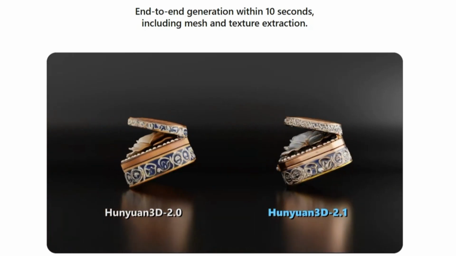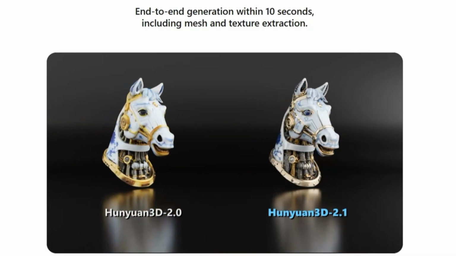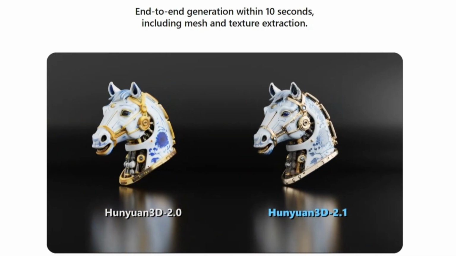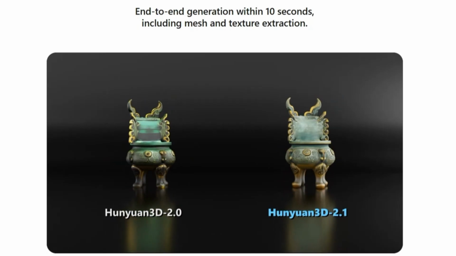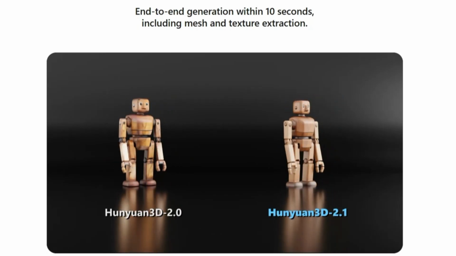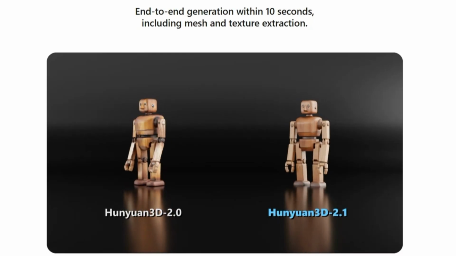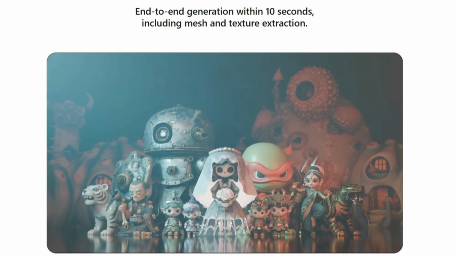And this is just the beginning. Tencent has already released Hunyuan3D 2.1 with physically based rendering textures and 2.5 with a massive foundation model for even more detailed shapes. The future of AI-generated 3D is accelerating faster than ever.